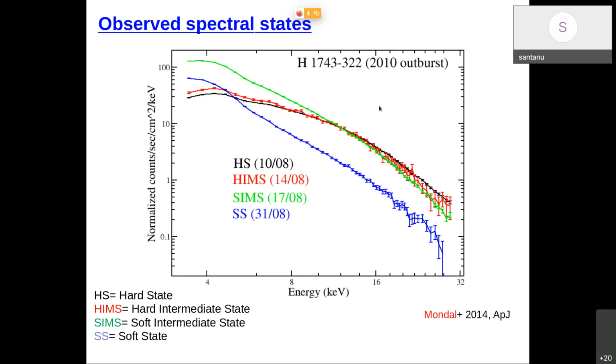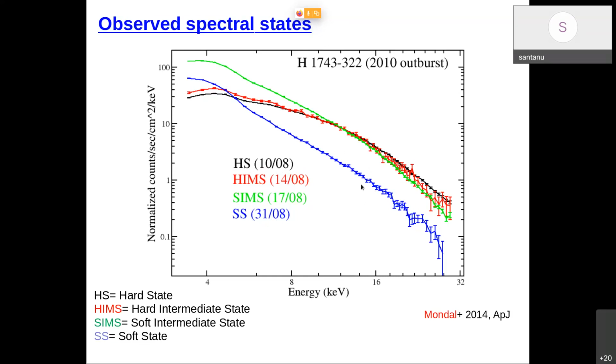So these are the observed spectral states. This is the H1743-322 black hole candidate, and the data is taken from the RXTE observation during the 2010 outburst. And you can see these colored lines. This hard state was observed on 10th August 2010, and you can see the spectral slope gradually changing as we move from the hard state to the soft state on 31st August 2010. So these are the observed spectral states we see.